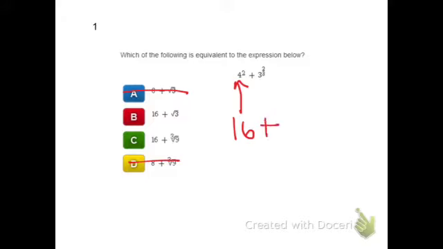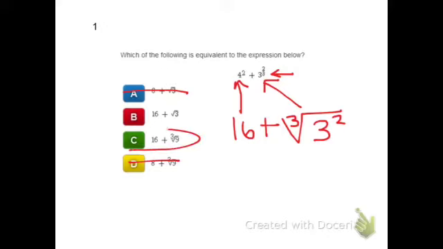Bring down your plus sign. 3 to the 2/3 power. Remember that your denominator, 3, has to be your root. So it's going to be the third root of 3 to the 2nd power. So the answer choice would have to be C, because 3 to the 2nd power is equivalent to 9.